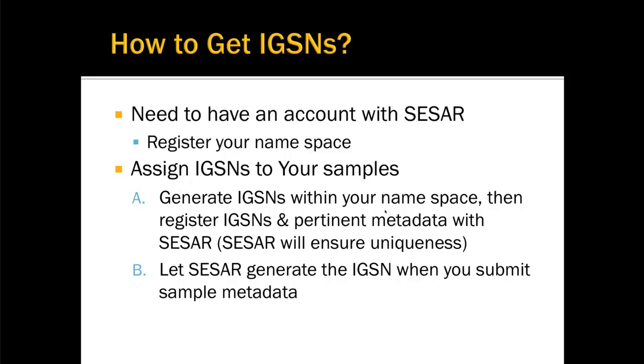You can basically generate IGSNs within your own namespace, basically come up with a 6-digit string after your namespace and then register this IGSN together with the pertinent metadata for that particular sample. Or you can let SESAR generate the IGSN automatically when you're logged in. It knows which namespace you have and will then just generate numbers on the fly.